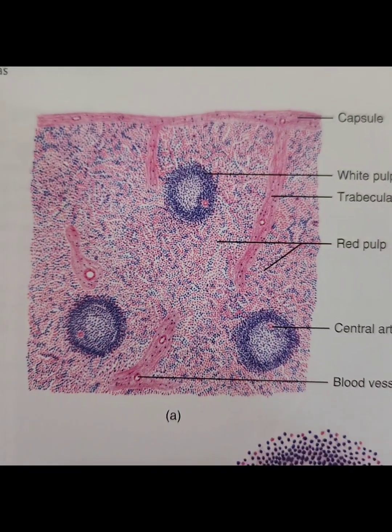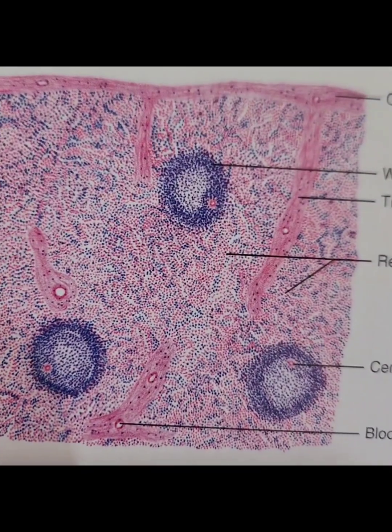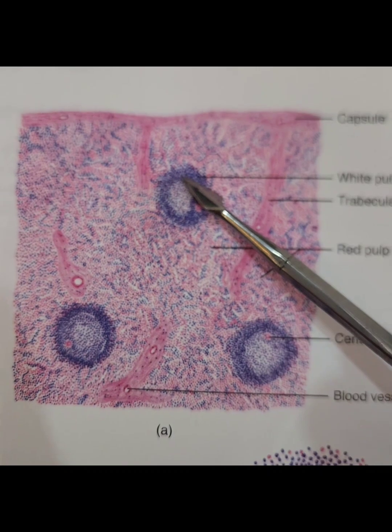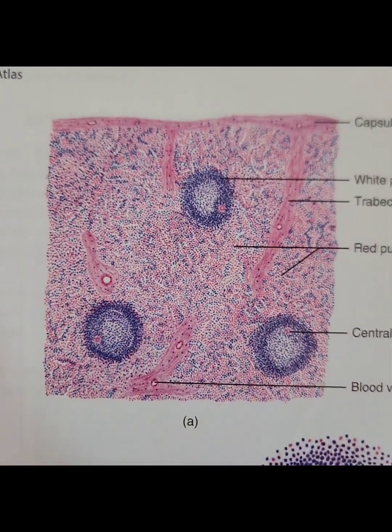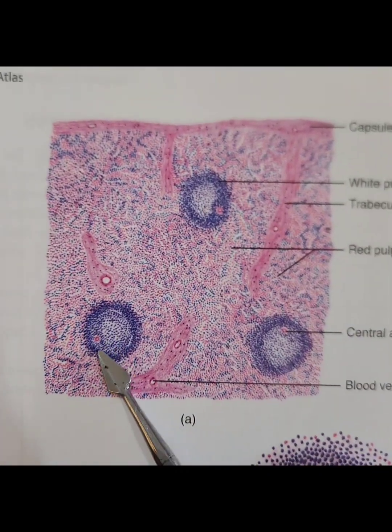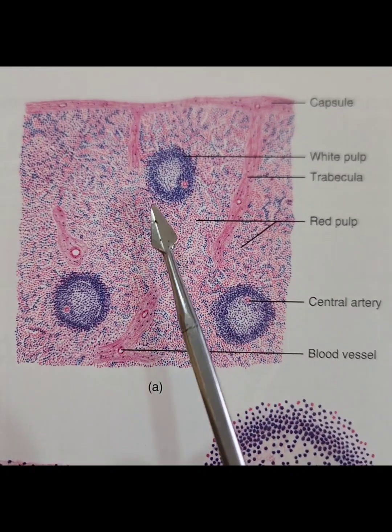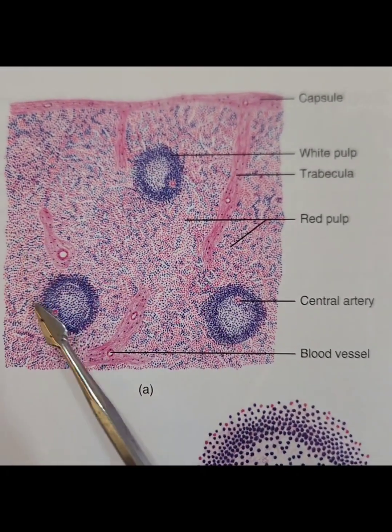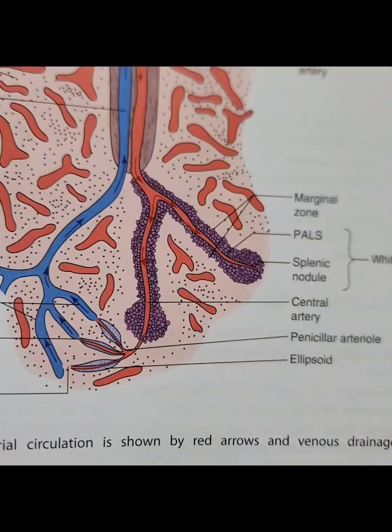The same thing is observed here in histological preparations. So these are the white pulp, peri-arterial lymphatic sheath with eccentrically placed arteriole. Rest of the area in between these white pulps is all red pulp.